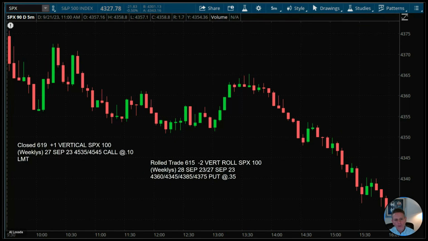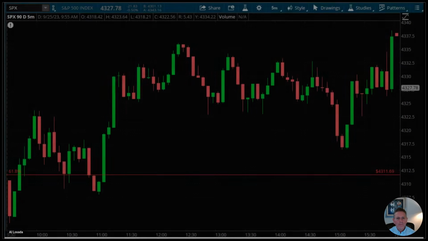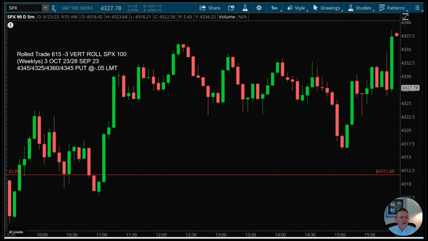Now you can do that, but you have to be very careful when you manage the widening of a spread, because it can bite you. So now we put on an additional put spread for 65 cents, and now the premium is $1.90. There we rolled the trade for 5 cents.